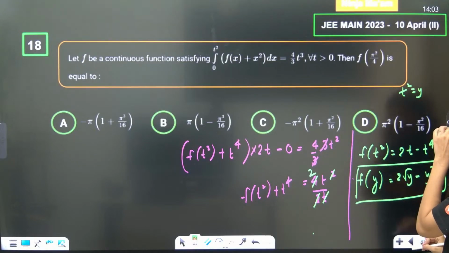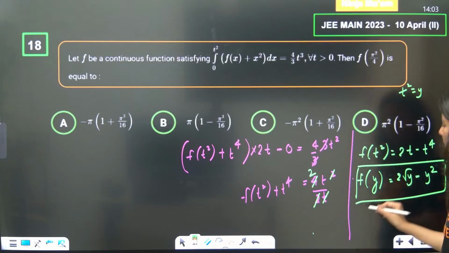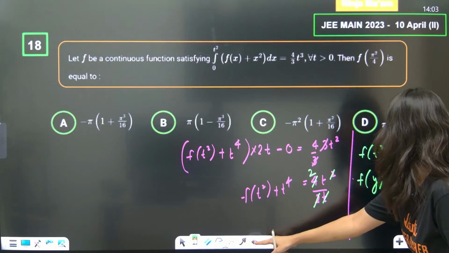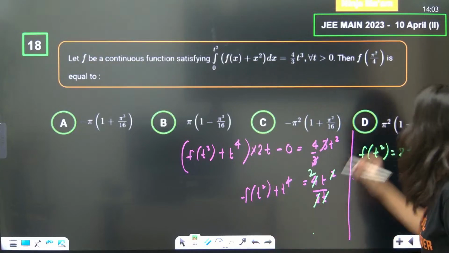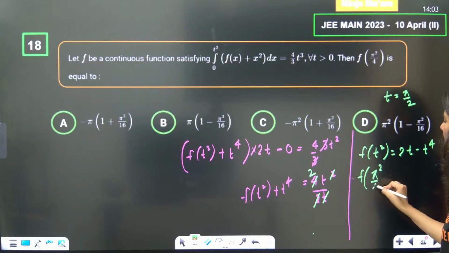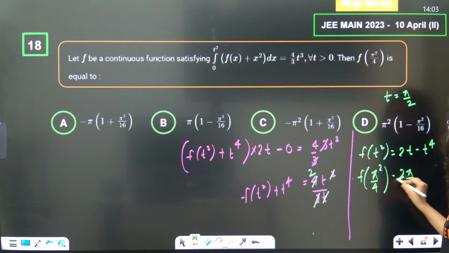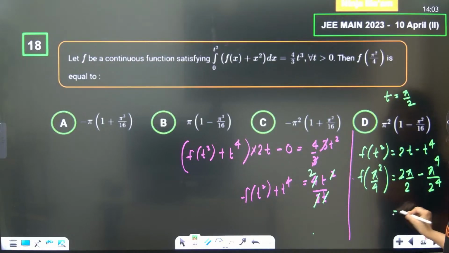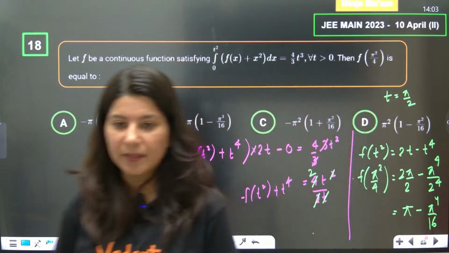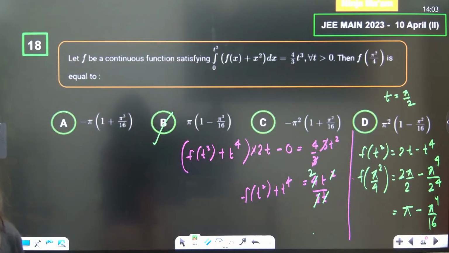Now f of pi square by 4 is what they are asking. Don't do anything, because see, what you have to do is pi square by 4. So put t is equals to pi by 2. So f of pi by 2 whole square is equals to 2 pi by 2 minus pi power 4 by 2 power 4. So this is pi minus pi power 4 upon 16. Pi minus, can you see, if you take pi common, clearly the correct option is option B. Yes, everybody? Okay, this is a very good question.